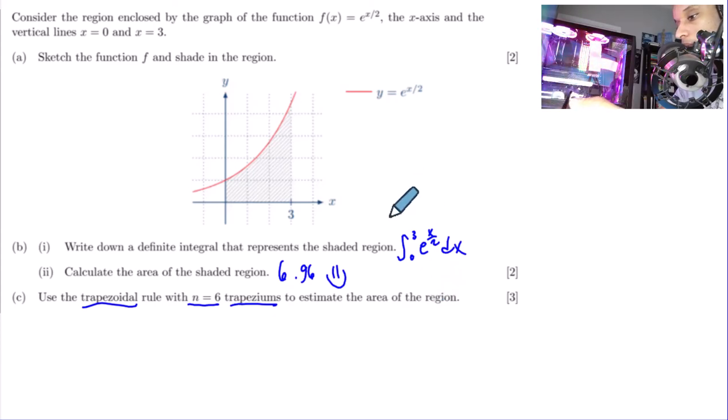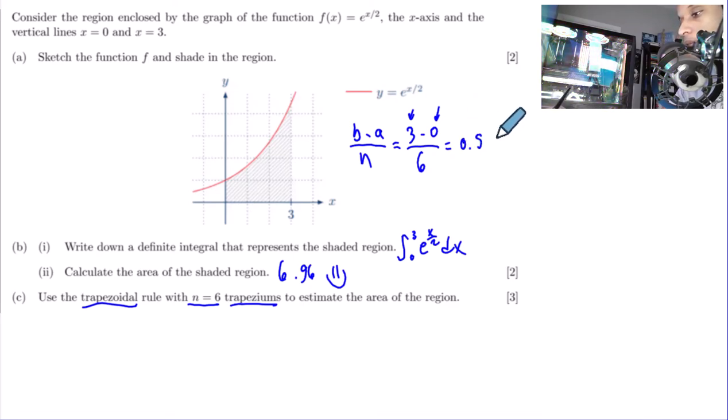So first thing we need to know is if we have 6 trapezoids in this area between 0 and 3 like that, how do we fit them in there? What's going to be the width of each trapezoid along this interval? Well, remember, it's going to be b minus a over the number of trapezoids we want. So this is 3 minus 0, because this is b, that's a, over 6 trapezoids. This is going to equal 3 over 6, which is 0.5. So that means the width of each one of these trapezoids is going to be 0.5.